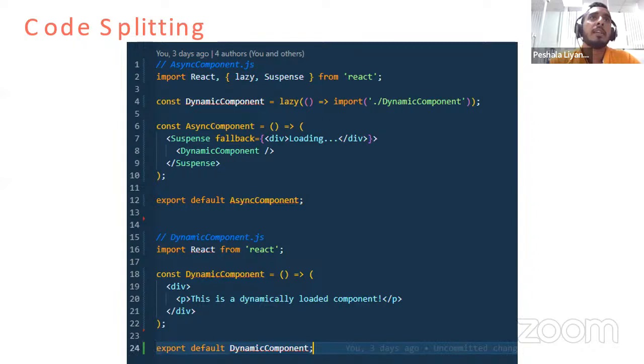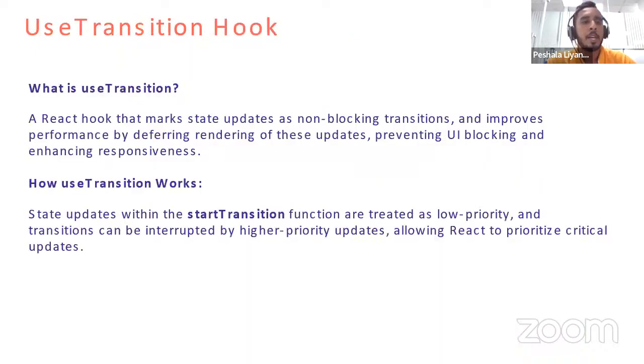So in this example I have used this in a single file, and as you can see, I have imported this dynamic component, but it should go to a different file, or you can obviously use it in the same file as well. But for this example, I just copied and pasted the component here in order to show it. Yeah, so that's pretty much about the code splitting part. And we can move on to the useTransition hook.